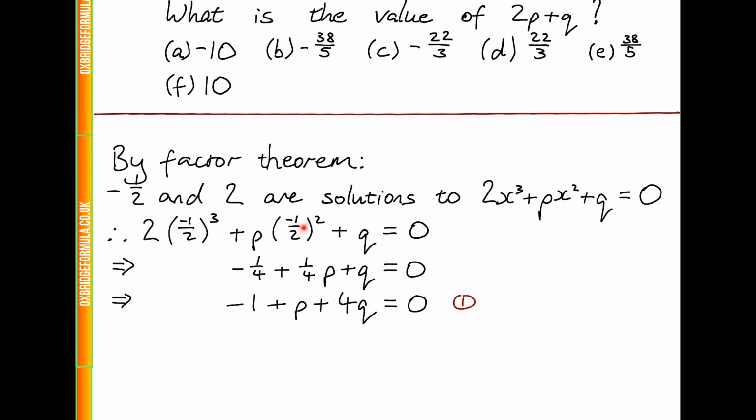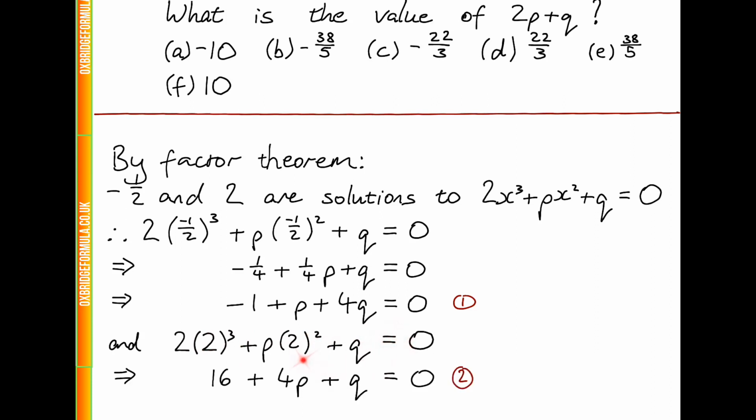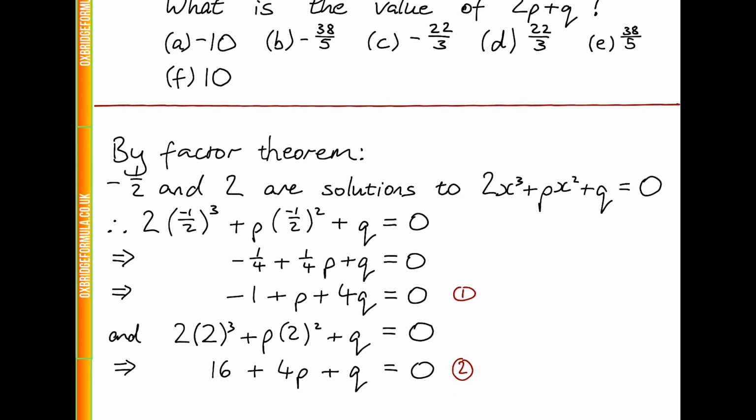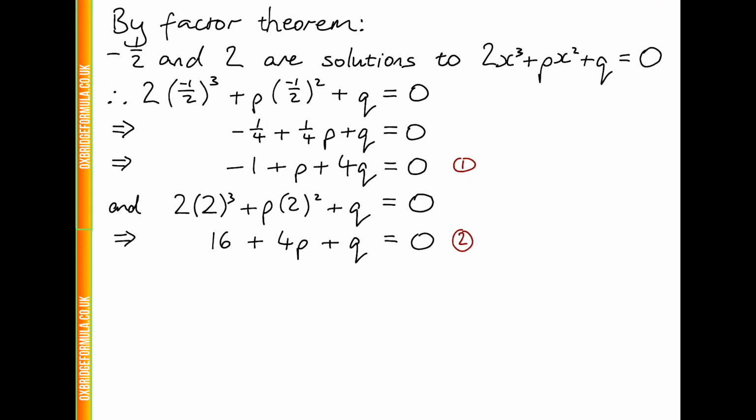And now similarly, we can sub in x equals 2 into this equation to find that this equation must be true. And again, if we expand these brackets, we find this equation, 16 plus 4p plus q equals 0, and we'll label this as equation 2. So we now have 2 simultaneous equations for our 2 unknowns p and q, so we can use these equations in order to solve for p and q and then find the value of 2p plus q.